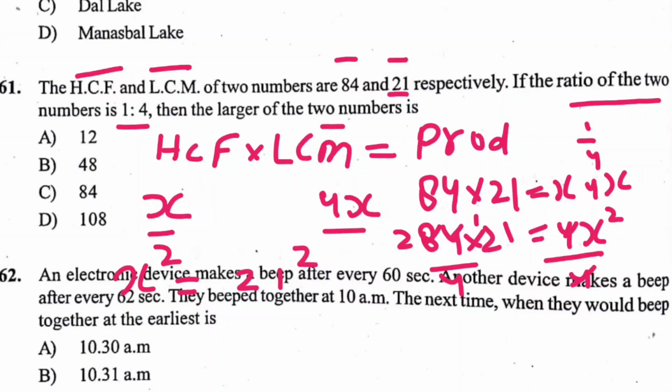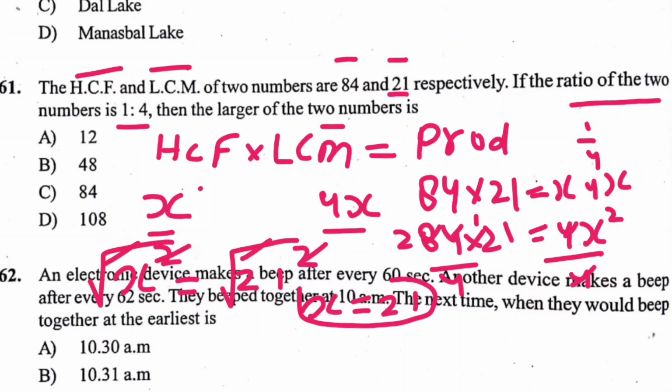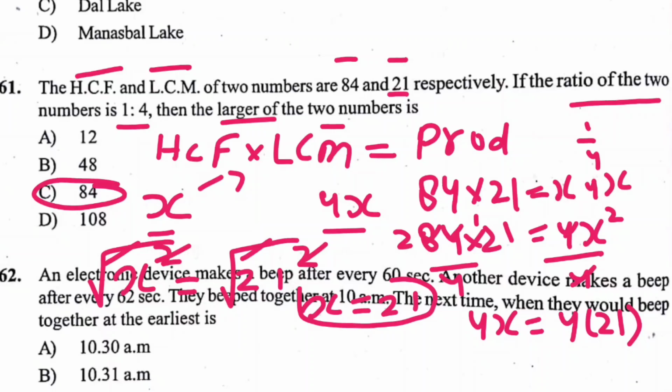Taking root on both sides, x will be equal to 21. But we know that x is the smaller number. Since we have to find out the larger of the two numbers, the larger number will be equal to 4x, which is 4 times the value of x, which is 21, which we got here. 21 into 4 is 84. That means 84 must be the correct option.